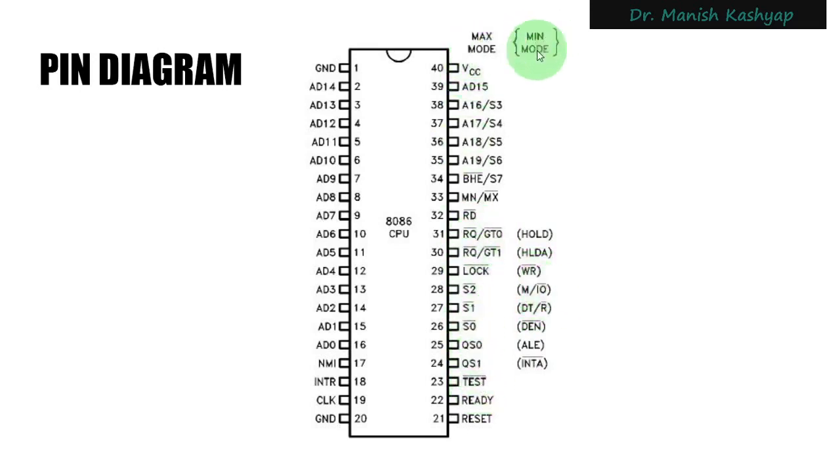So today we are going to see minimum mode operation. We will be dealing with pins like HOLD, HLDA, WR bar, M/IO bar, DT/R bar, DEN bar, address latch enable, and interrupt acknowledge bar. All of these pins will be used in today's configuration, which is minimum mode configuration, right?